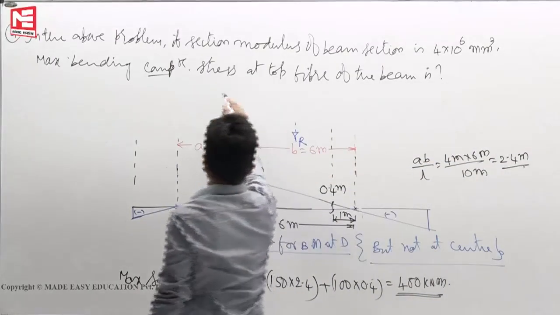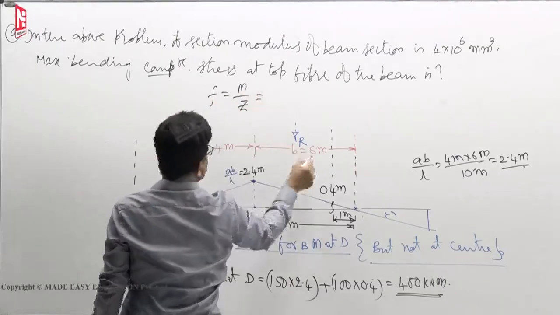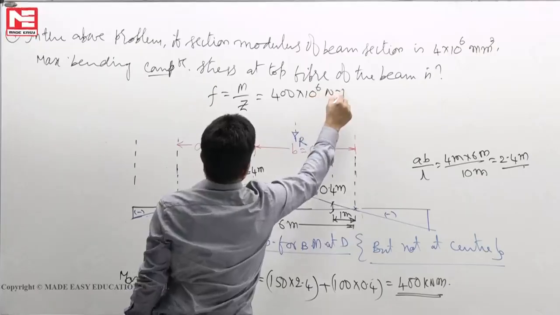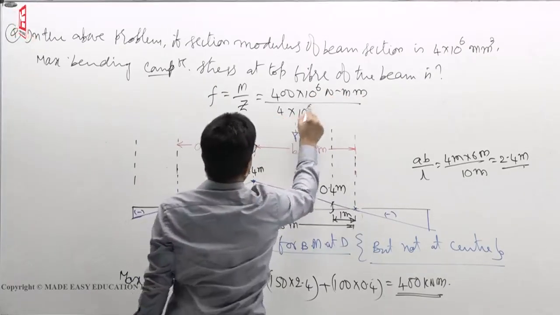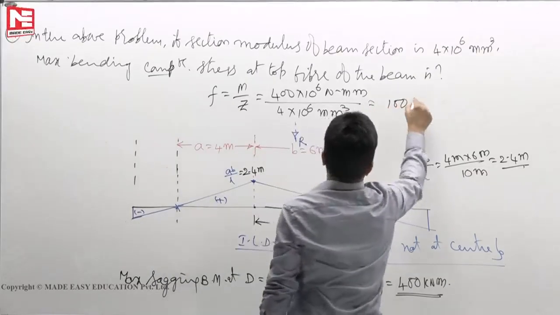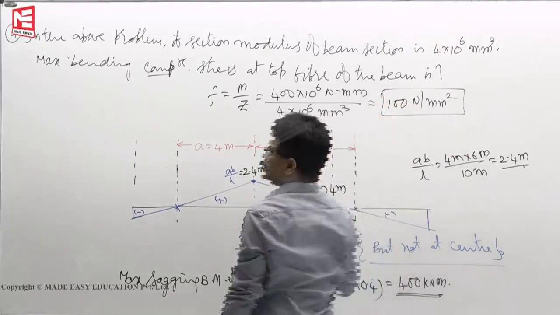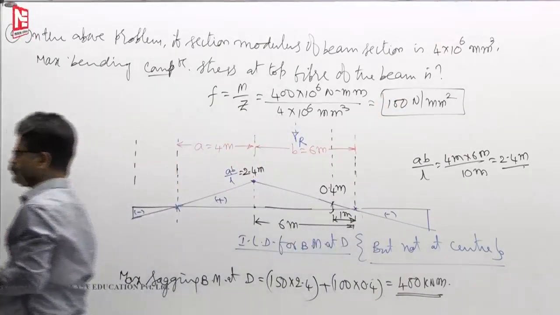So, you will get this value now. Bending stress is nothing but M by Z, M is 400 kilonewton meter, that means 10 to the power of 6 Newton mm, by section modulus 4 into 10 to the power of 6 mm cube. So, you will get 100 newtons per mm square. Okay. This is how the 2 marks questions come.